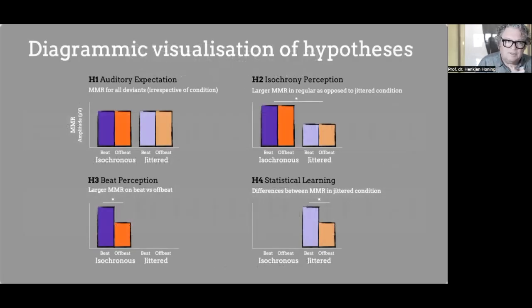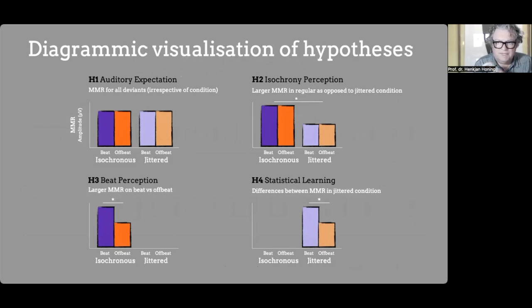This setup allows us to test four hypotheses. Auditory perception, then we expect a mismatch response for all deviants, irrespective of the condition. Isochrony perception, then you would expect overall largest mismatch responses in the regular as opposed to the jittered condition. Beat perception, then we would expect on top of that a larger mismatch response on the beat as opposed to the offbeat. And we can test for statistical learning.